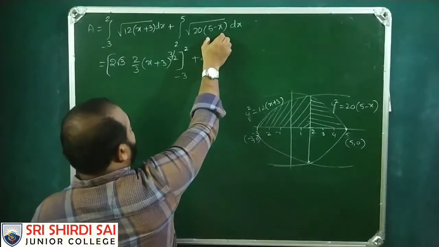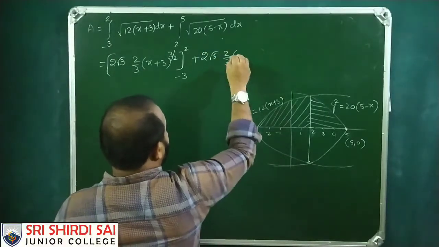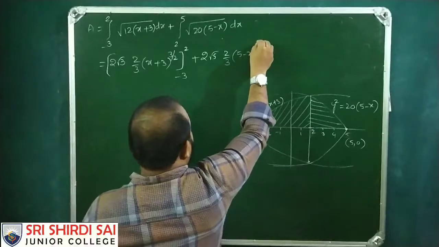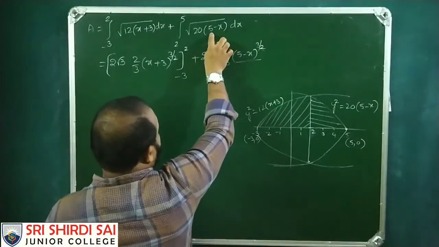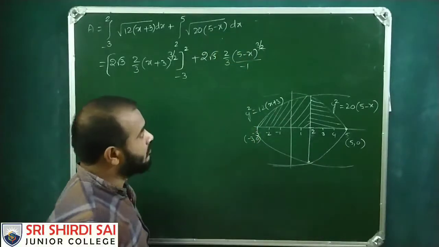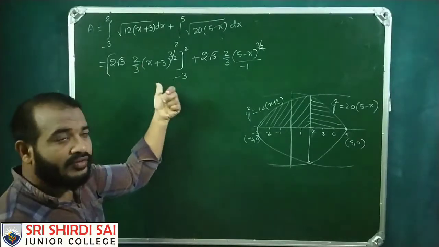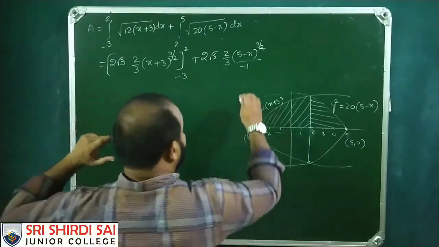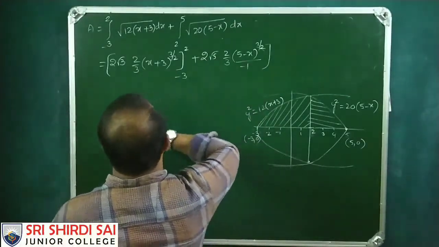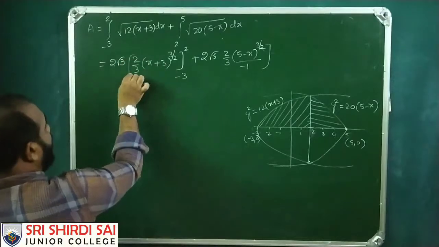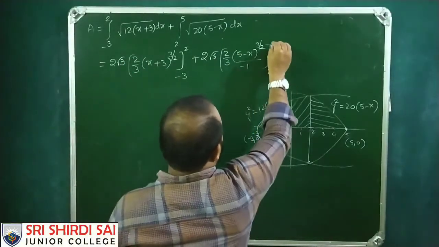Let root of 5 minus x be x. So integration of root x is 2 by 3 x power 3 by 2, so 5 minus x whole power 3 by 2 divided by the derivative of 5 minus x, which is minus 1. Here the derivative of x is plus 1, therefore no need to divide, but here we need to divide. Since the process of integration is over, 2 to 5 is to be written here.